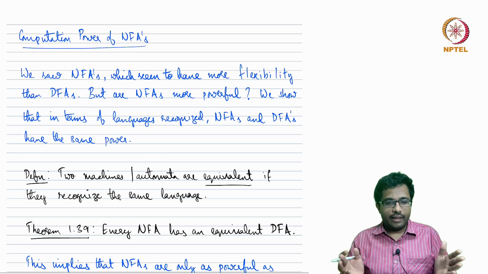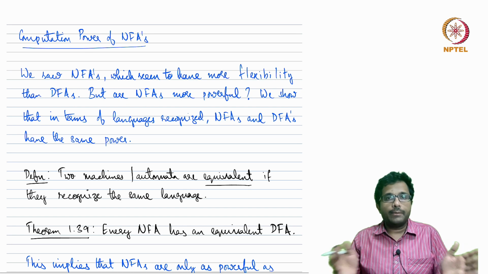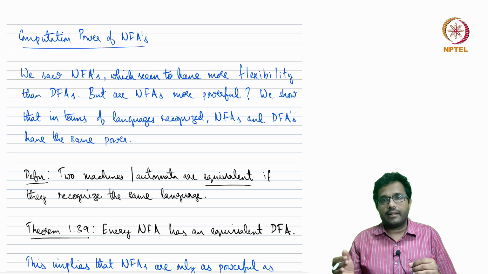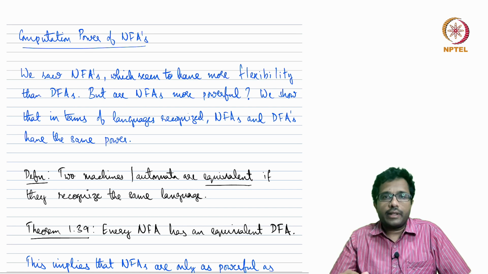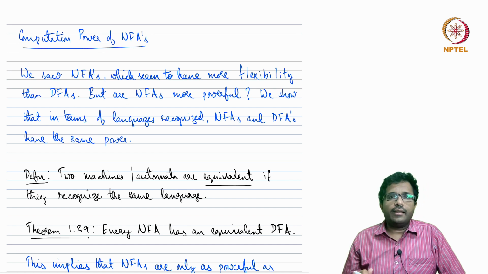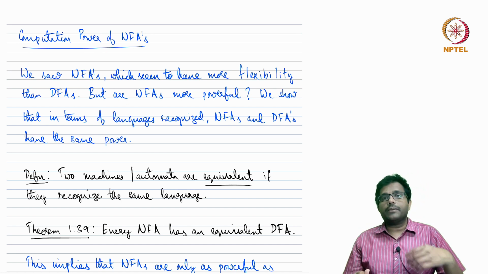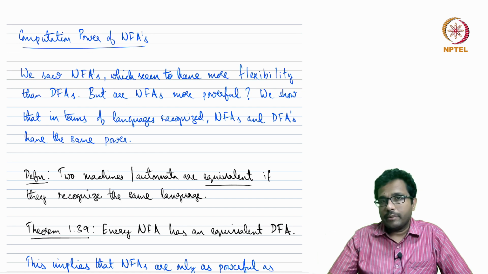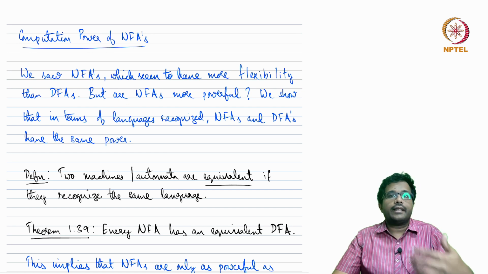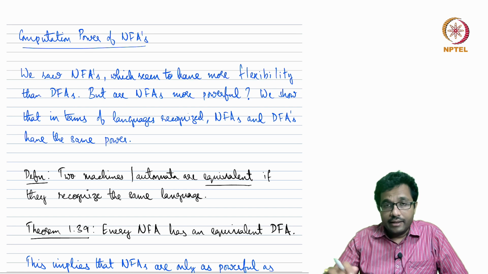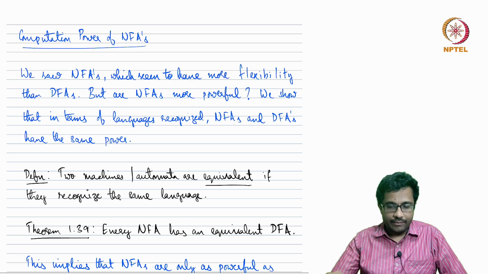Because they have the capability of having multiple options from the same state if they see the same symbol, right? There is also the epsilon transition available to the NFAs. So the question is, can NFAs do something more than what DFAs can do? That's a natural question because they seem to be more powerful. For instance, can they recognize languages that DFAs cannot recognize? In this lecture, we try to address this question.